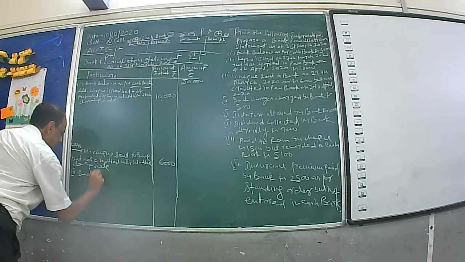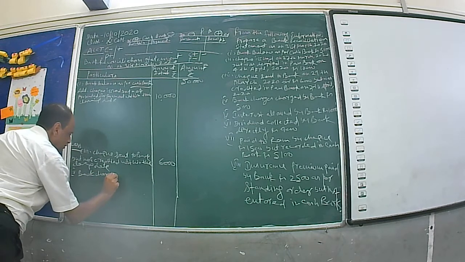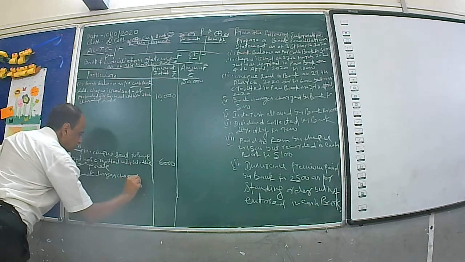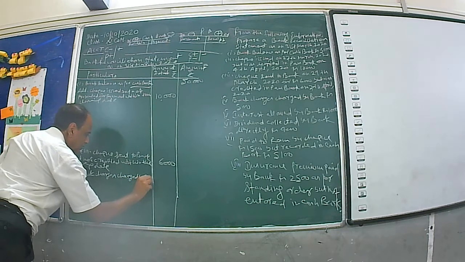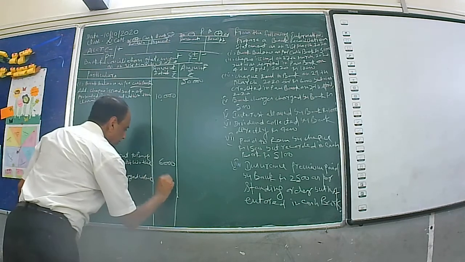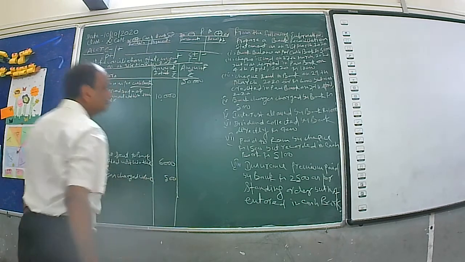Bank charges charged by bank, but not entered in the cash book, that is understood. Then you write down here the amount, 500.